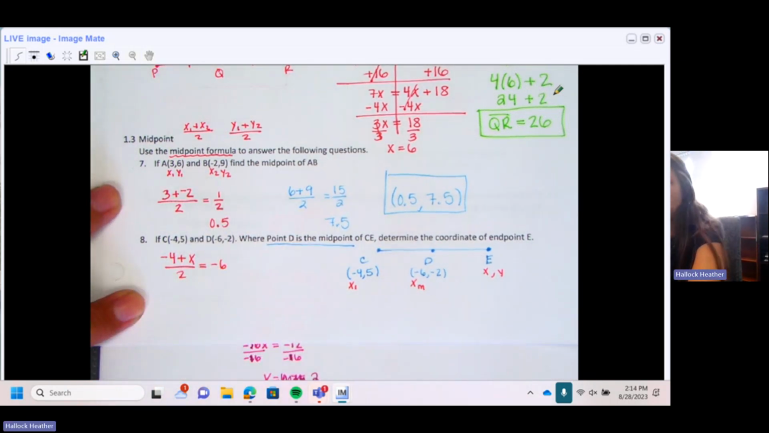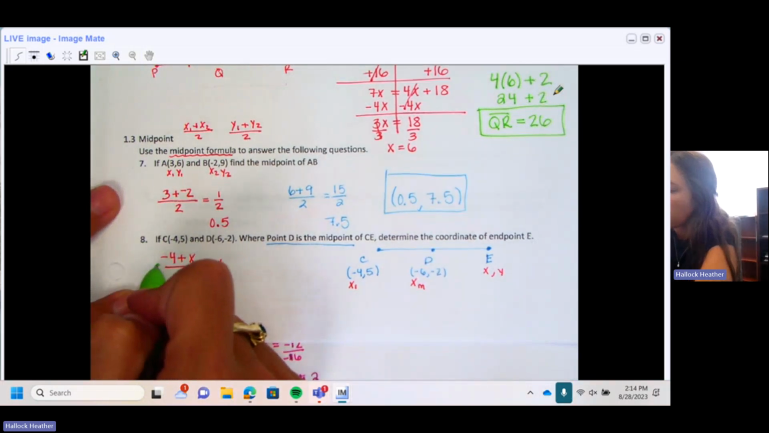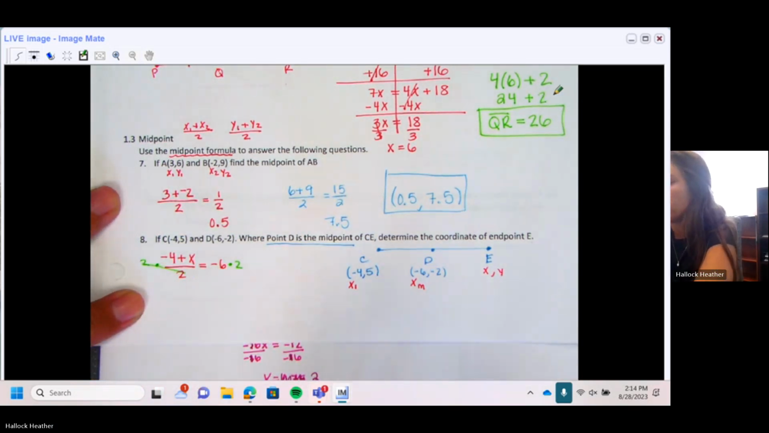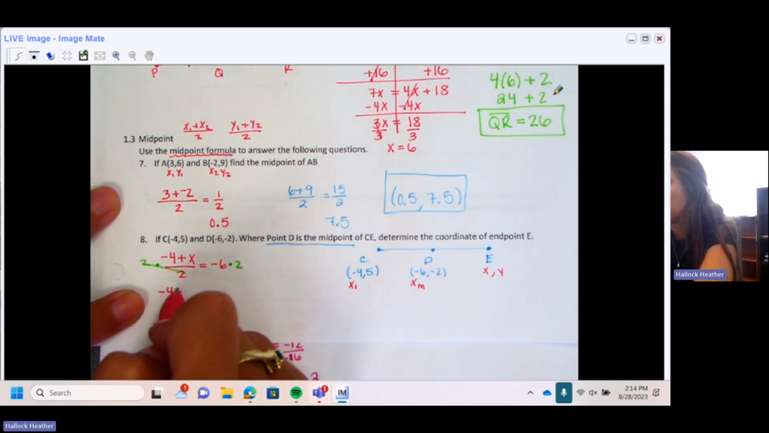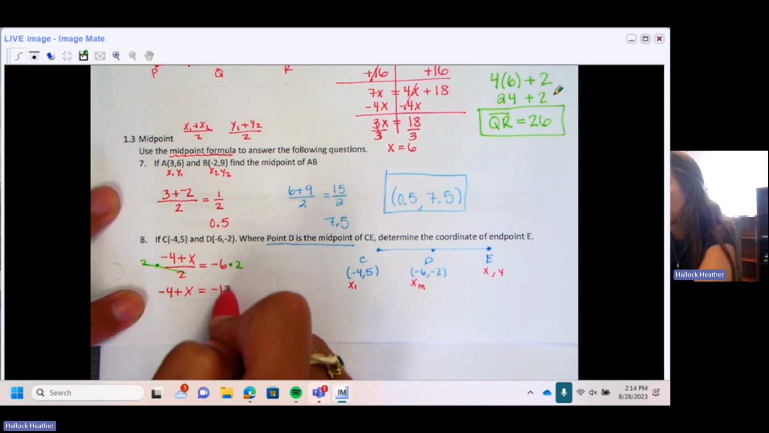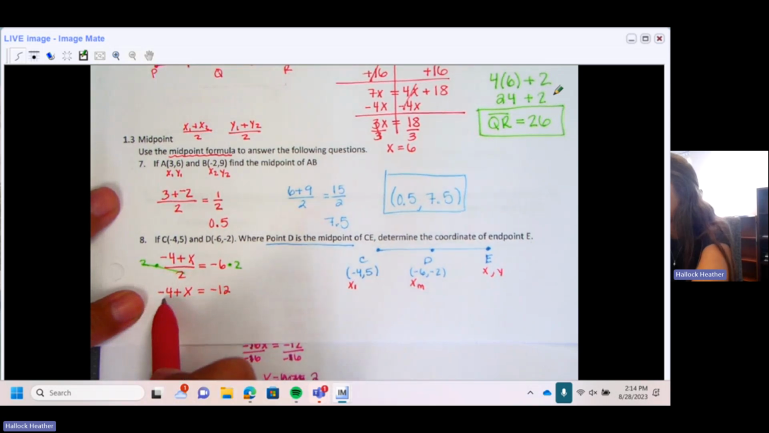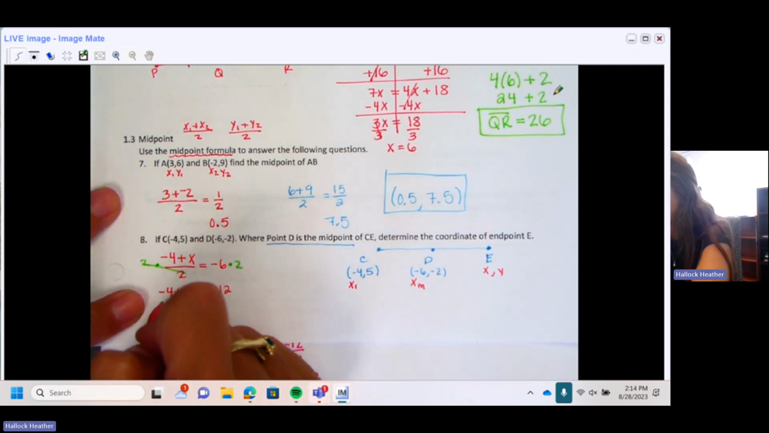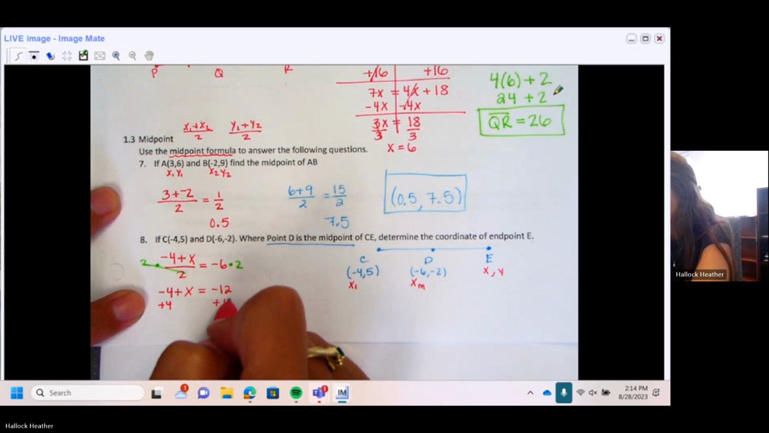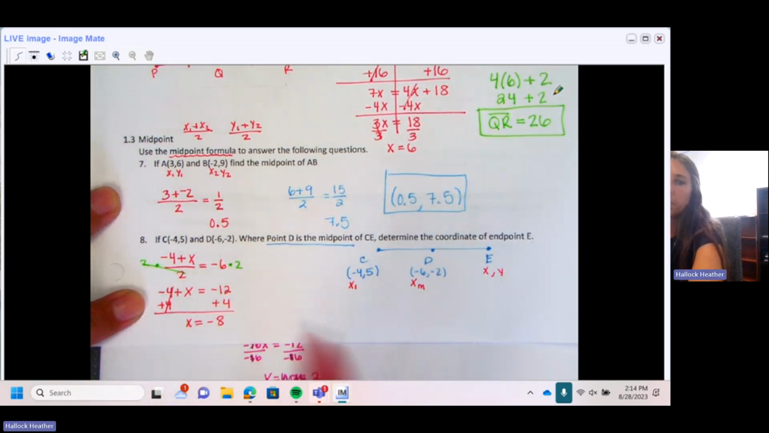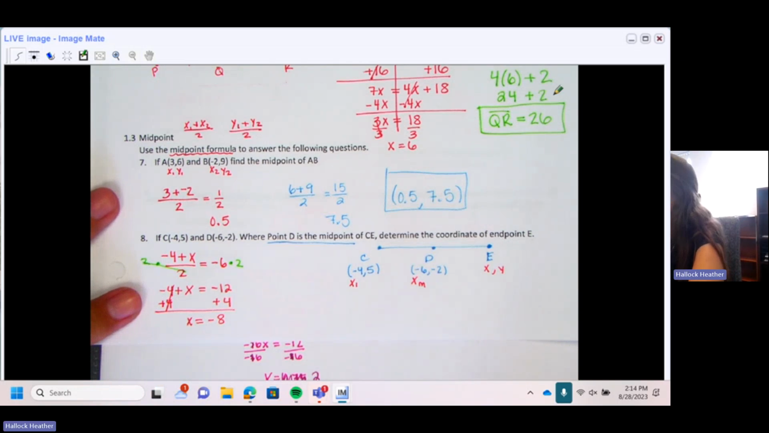Now I'm undoing my equation. So I'm going to get rid of that denominator. I'm going to multiply both sides by 2 because the opposite of division is multiplication. Cross them out. -4 plus x equals -12. Now I have a one-step equation. I'm going to move the -4 over by adding 4 to both sides. So x equals -8.